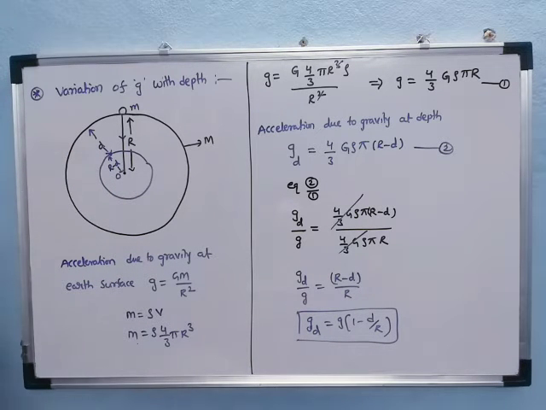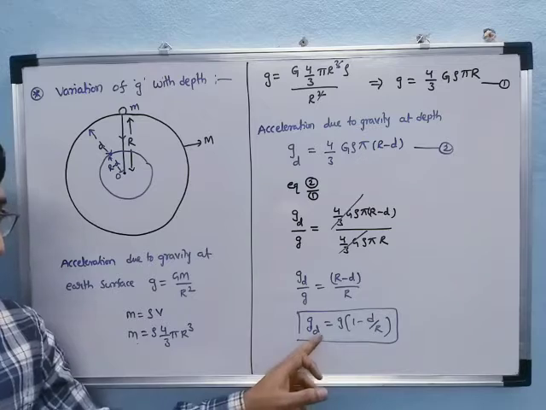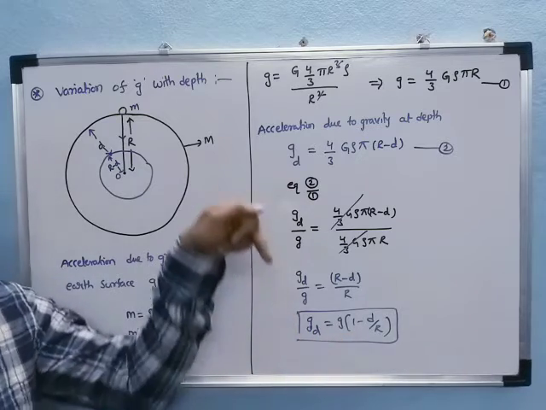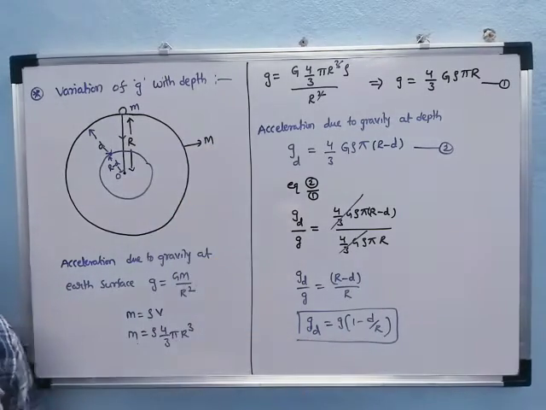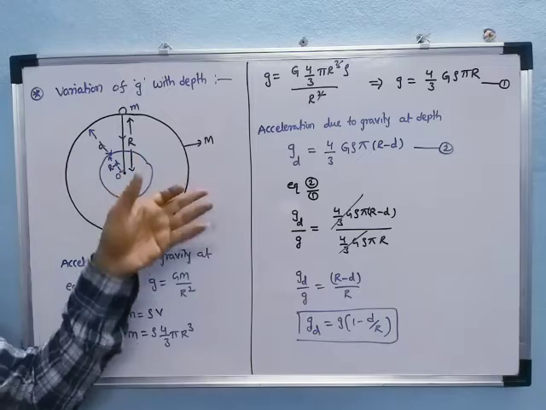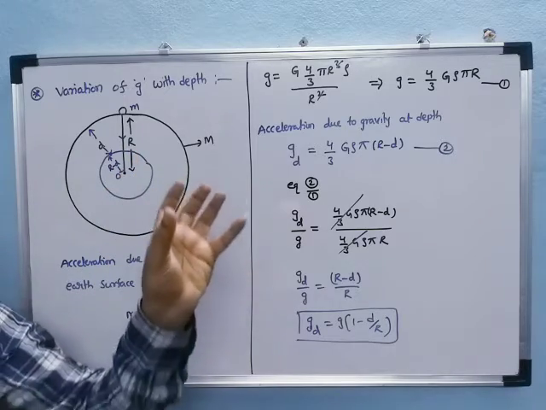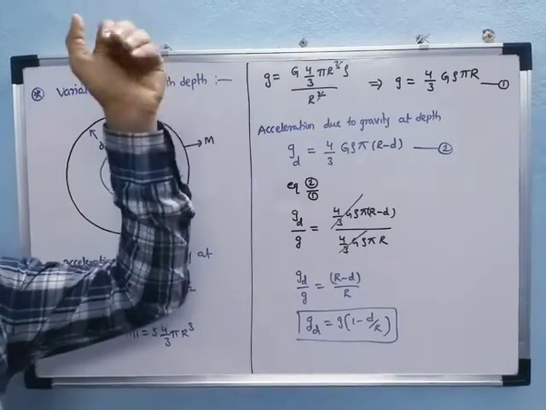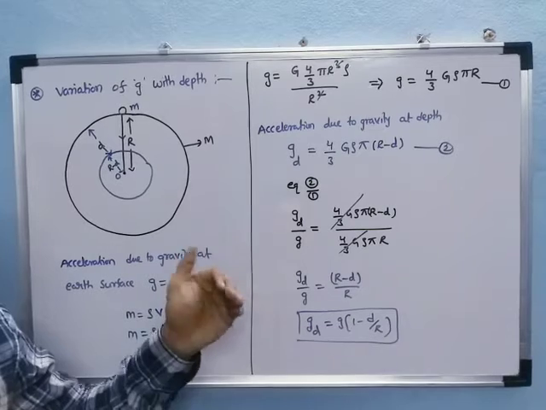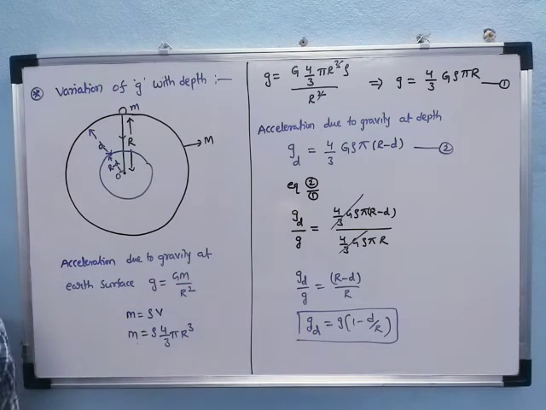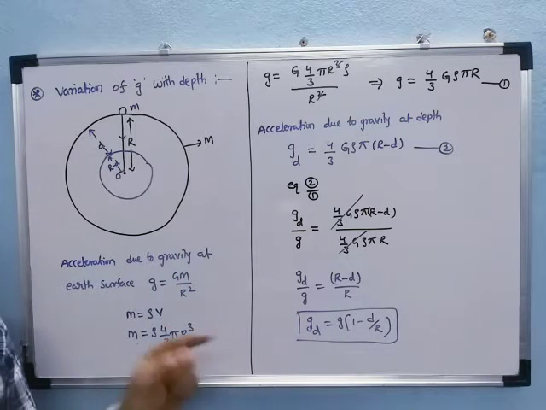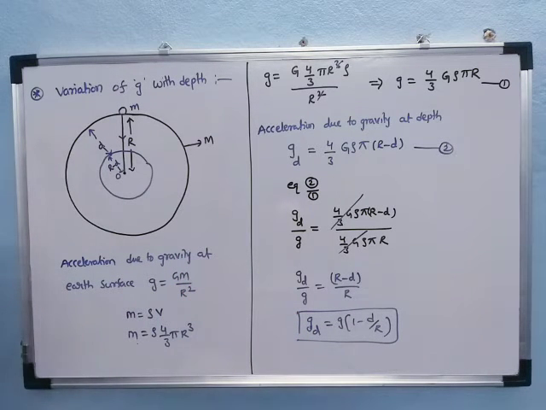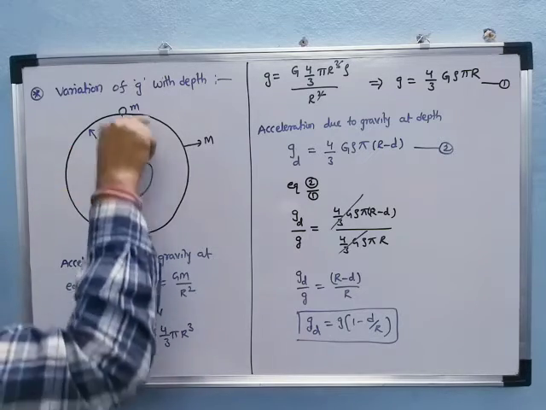Now what we understood is that the acceleration due to gravity decreases when moving inside the earth. Also, in the earlier topic, when the object moves above the surface of the earth, the acceleration due to gravity also decreases. Where is it maximum? The acceleration due to gravity is maximum at the surface of the earth.